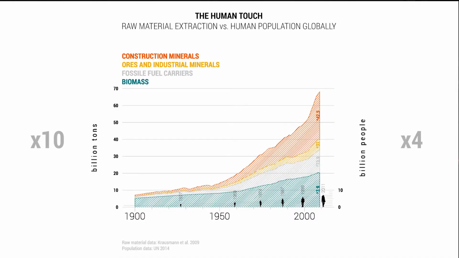The human touch and the major reason for all the curves bending up, I think, is raw material extraction. In a little bit more than a century, the population has expanded 4 times, but the consumption of raw materials has tenfolded. Construction minerals are the biggest issue. We use them 42.5 times more than about a century ago. Taking this down will take all the other parameters down too.